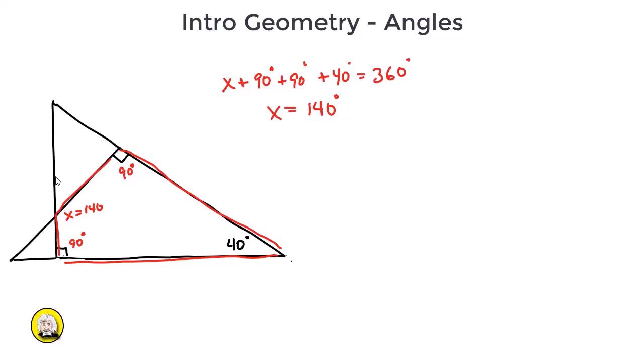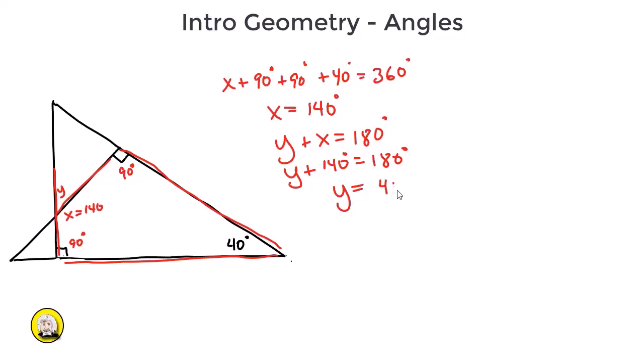Well, I know X and this angle here, we'll call it Y, are angles along a line. So Y plus X must equal 180 degrees. And if I know X is 140, Y must equal 180 minus 140, or 40 degrees. So Y equals 40. And I know if this is a straight line, that's 180 degrees, and these are angles along the line, which means this must also be a right angle.